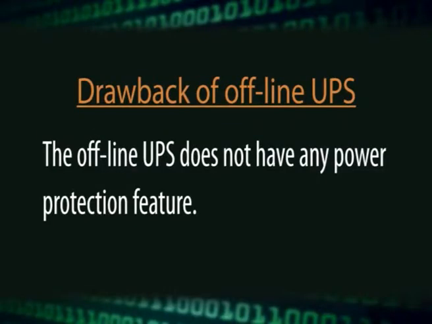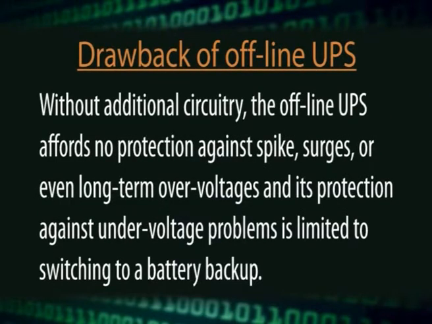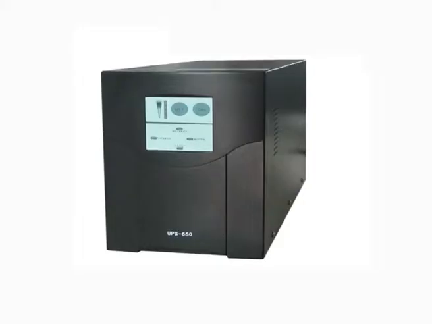The chief drawback of an offline UPS is that it does not have any power protection features. Without additional circuitry, the offline UPS affords no protection against spikes, surges or even long term over voltage, and its protection against under voltage problems is limited to switching to battery backup. The next step in the UPS ladder is the line interactive UPS.